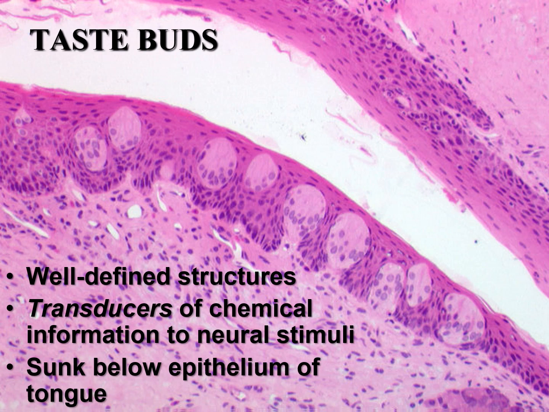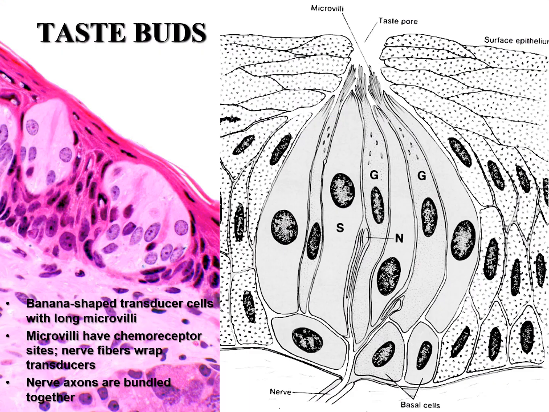The taste buds are well-defined structures. They are the transducers of the chemical information to neural stimuli. They change chemical information into neural stimuli, and this is through the nerves going to the brain to decide the type of material we already ingested. These taste buds usually sink below the epithelium of the tongue. They're not found on the surface. You can see here this is the epithelium, and they only sink below the epithelium.